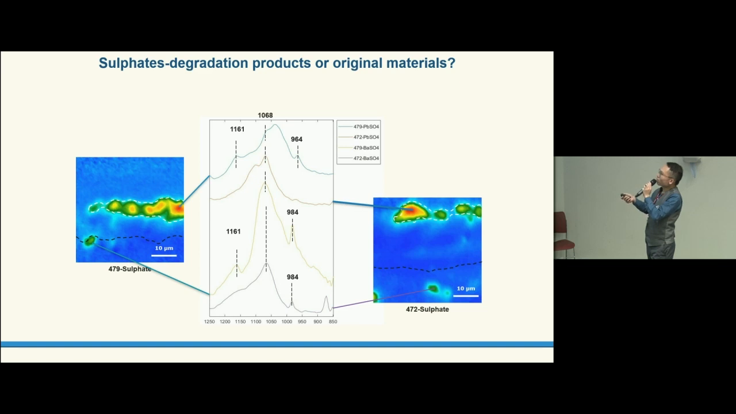The one in the white crust is lead sulfate because if we look carefully at their spectrum, they have the spectral band at 964 inverse centimeters, while the sulfate detected in the ground layers should be barium sulfate because it has the sulfate band at a larger wavenumber, 984 inverse centimeters. So by comparing and looking carefully into the spectrum, we can distinguish the degradation products from the original materials.